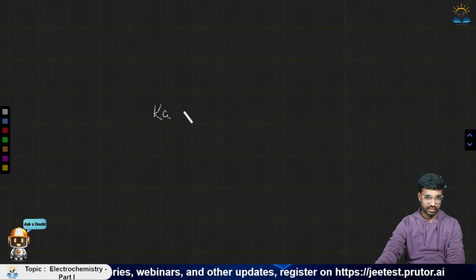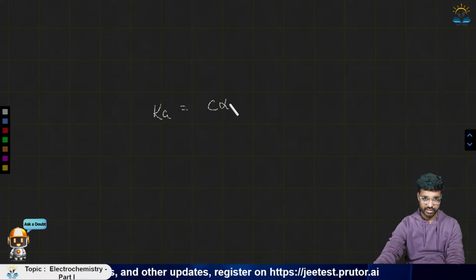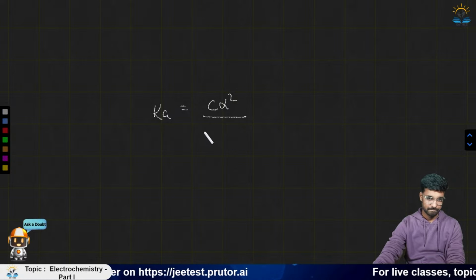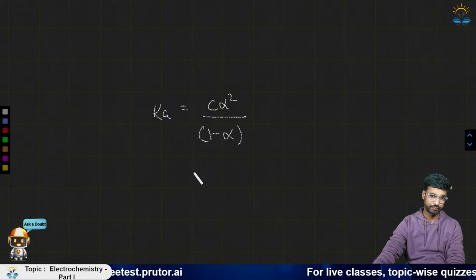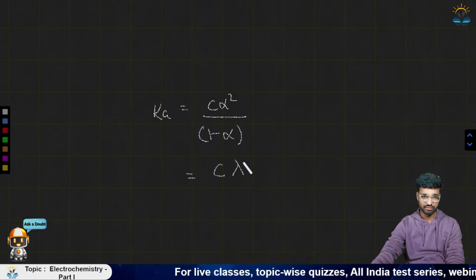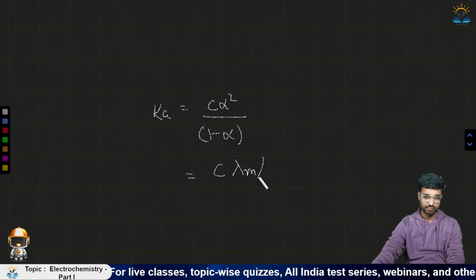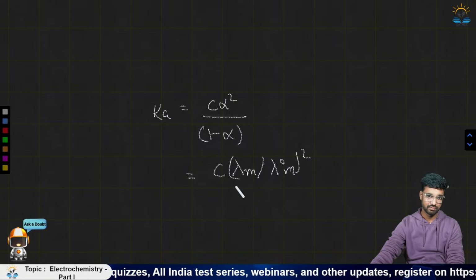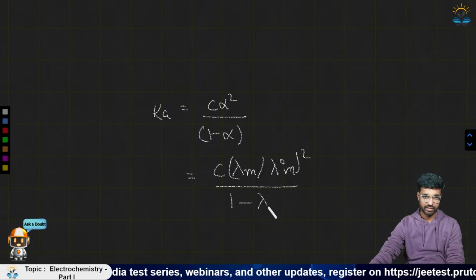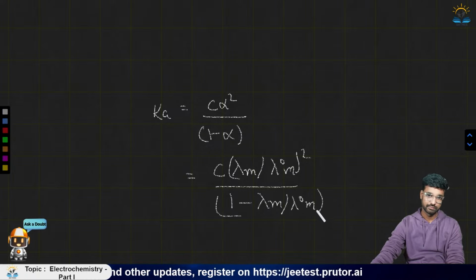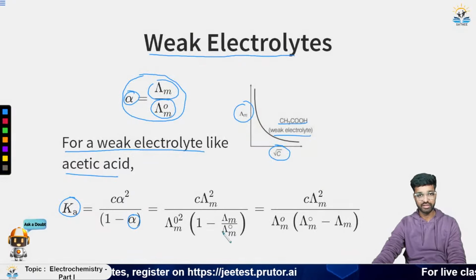So we know that K is equal to C alpha square by 1 minus alpha. So if you put the value of alpha here, it is (lambda m by lambda naught m) whole square by 1 minus lambda m by lambda naught m. So in this way we can get this equation.